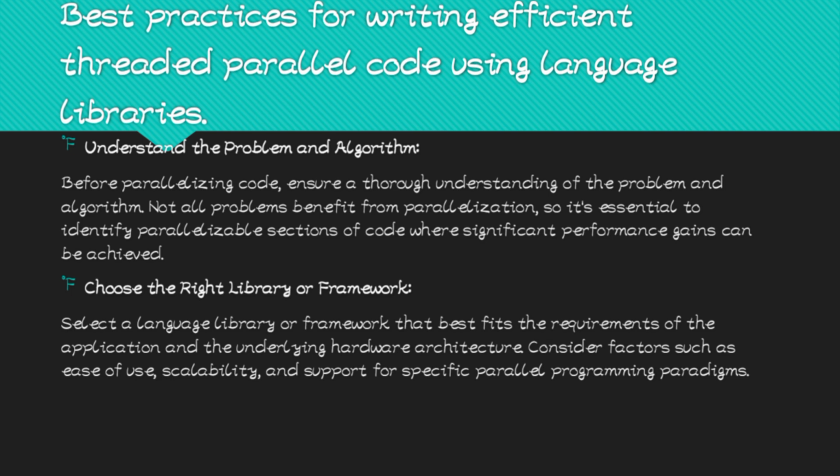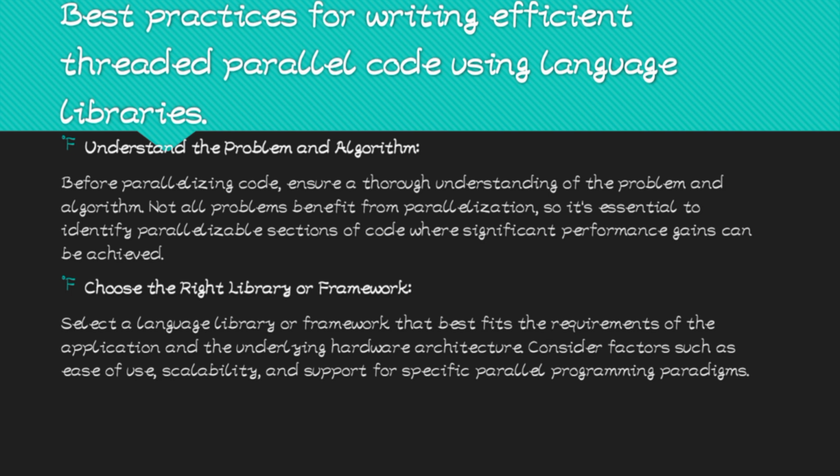So one of the best practices is first understand the problem and the algorithm. Before parallelizing code, ensure a thorough understanding of the problem and algorithm. Not all problems benefit from parallelism, so it's essential to identify parallelizable sections of a code where significant performance gains can be achieved. And another is choose the right library and framework.